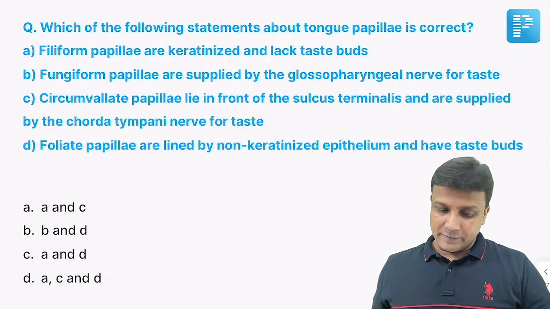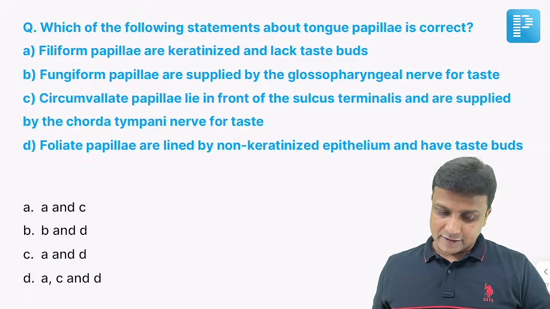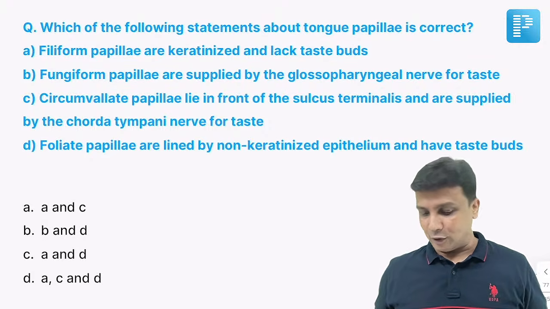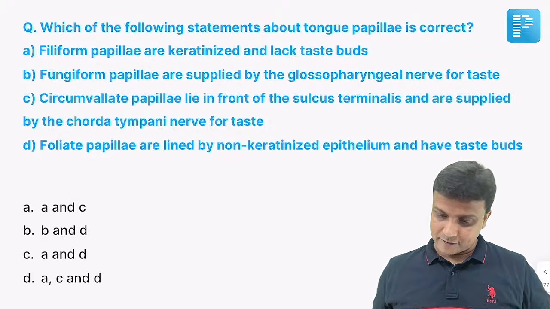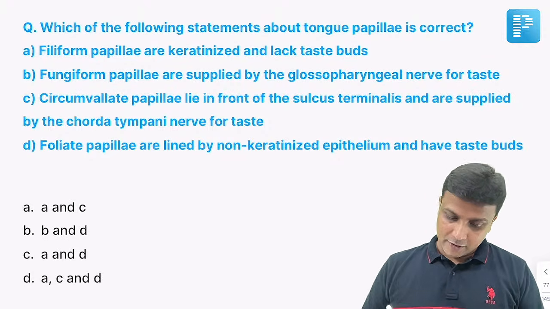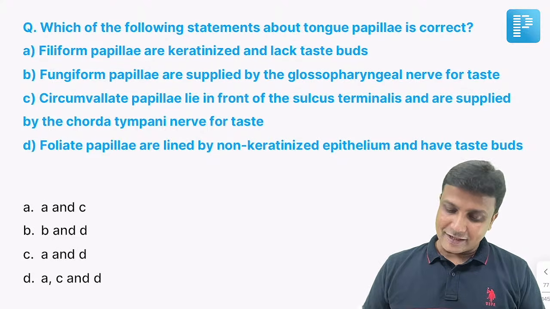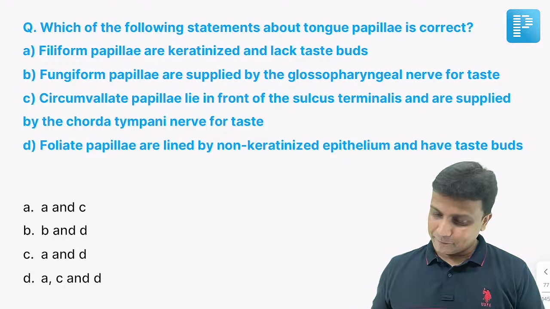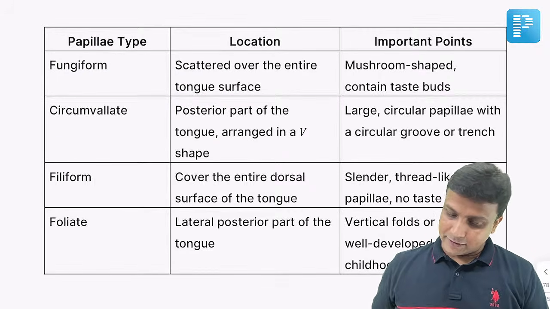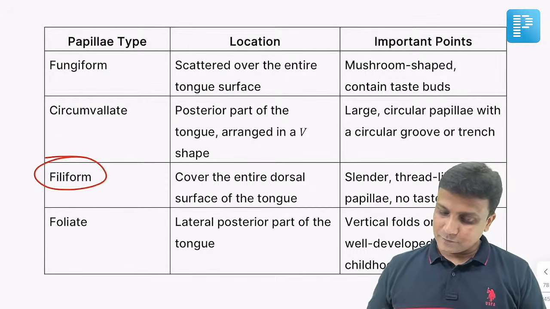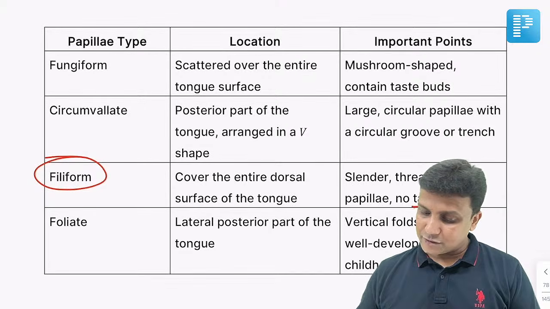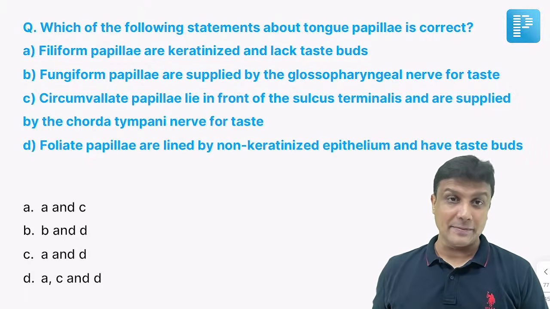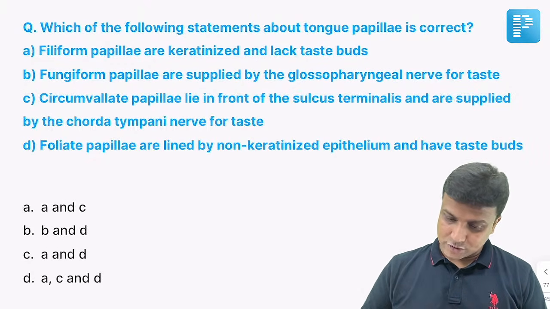Which of the following statements about the papillae of the tongue is correct? Already we have discussed the papillae of the tongue in the very beginning of the session. I hope now at least you'll be able to answer me here, sir. Okay, come on. Filiform papillae are keratinized and lack the taste buds. I told you both the points in the very beginning only. Filiform papillae are the ones which will not have the taste buds, sir, and they'll have the keratinized stratified squamous epithelium. So this is actually a true statement here.